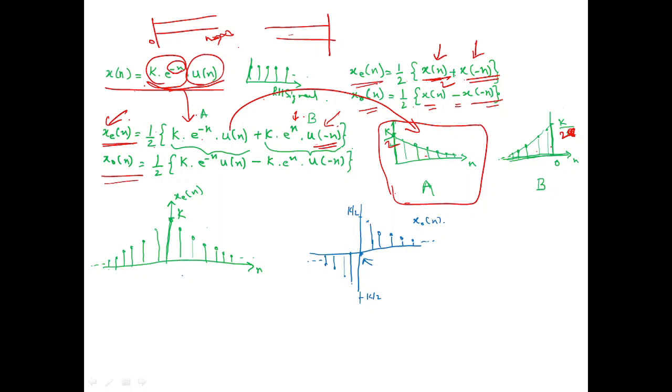Similarly, now you add these two up, so k by 2 plus k by 2 becomes k, and then you have this exponential signal. On the other hand, for minus of x[minus n], these values become negative. So this one is the odd component of the signal x[n], x_o[n], and this is x_e[n].